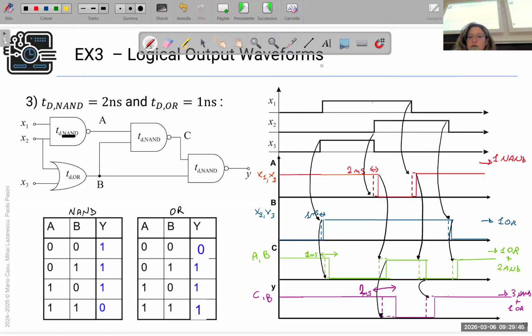Maybe yellow because I didn't use it. Okay, so x1, x2, x1, x2, x1, x2. There are these transitions. Let's see where the front changing is. Here there is a changing.